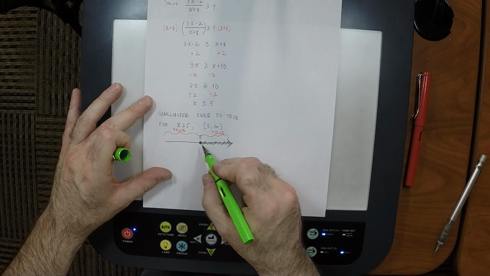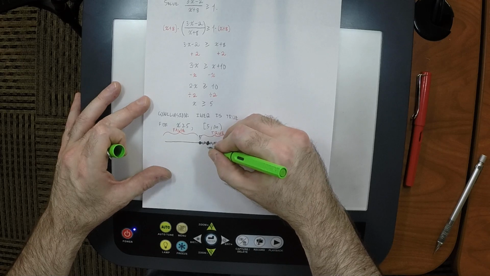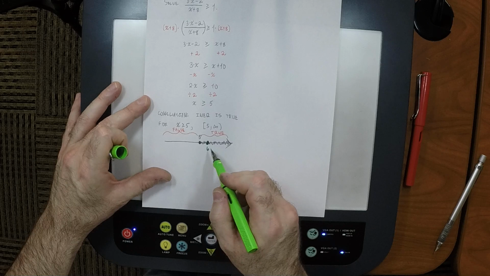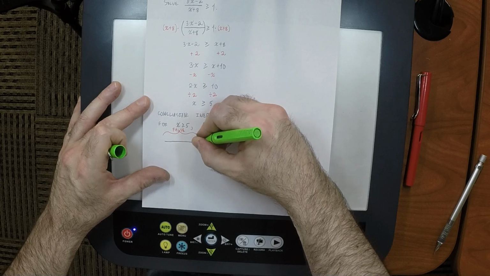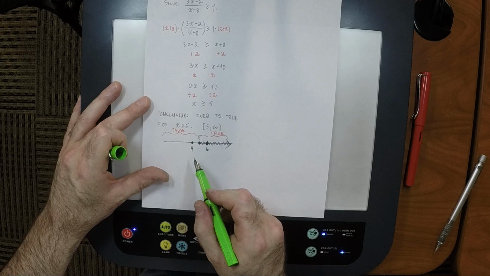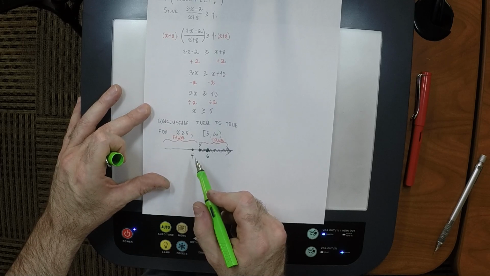A point that's right here in this true region is, how about 6? So we're going to try plugging in 6 and make sure that the inequality really is true. And then a point that's in the false region is, how about 4? So we're going to plug in 4 and make sure that the inequality really is false. Okay.